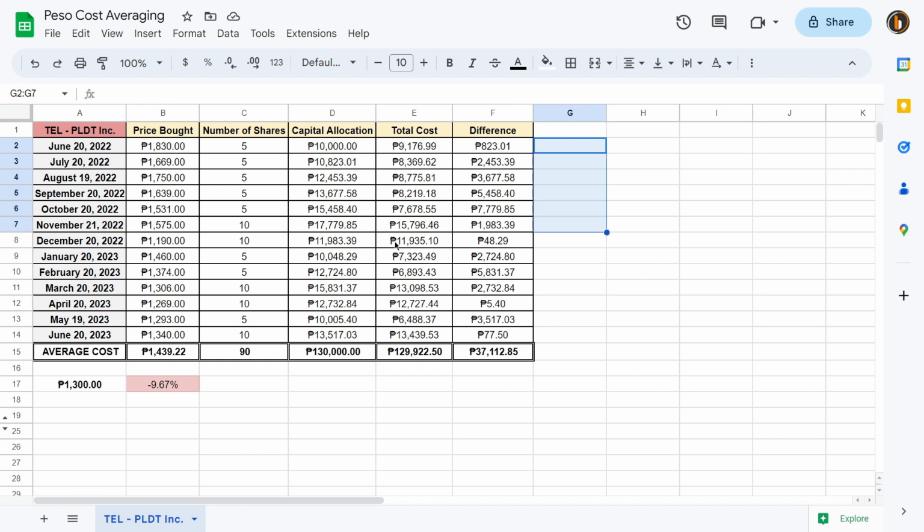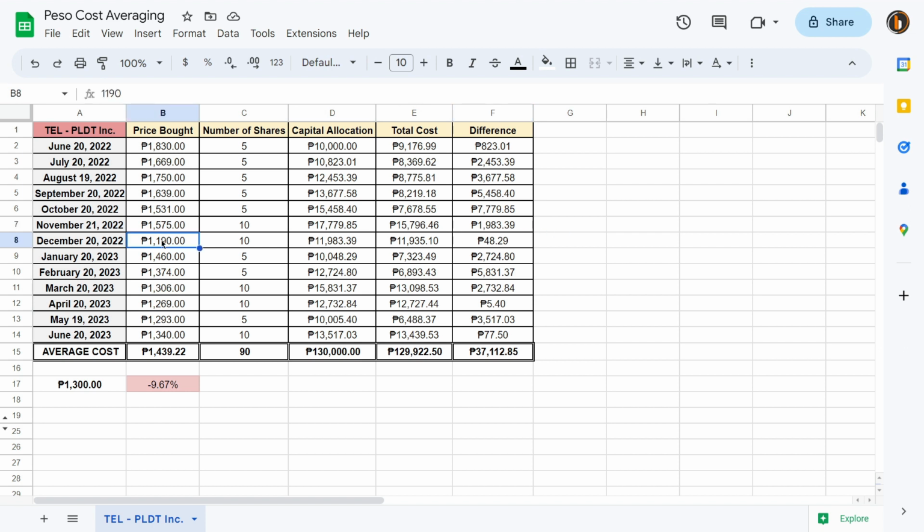And then eventually, for example, on November 21, we had the means to buy 10 shares of PLDT. So, we went ahead with it, because our capital allocation was 10,000 pesos plus 7,779.85 pesos. So, we got a 17,000-ish capital allocation for that month. And if you bought 10 shares, it's only around 15K, 15.7K. And then, we had 1.9K left over again.